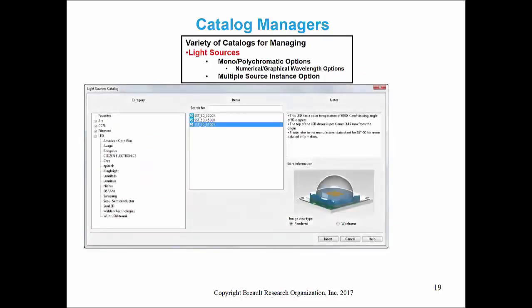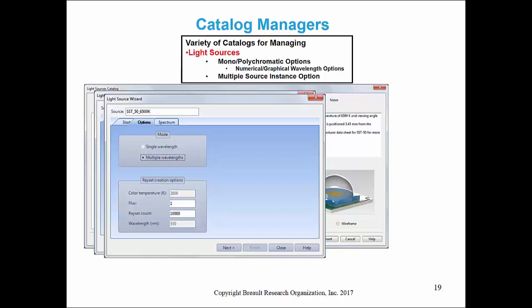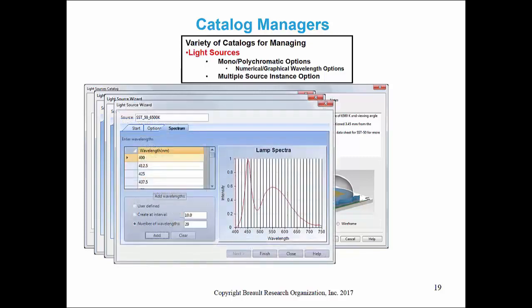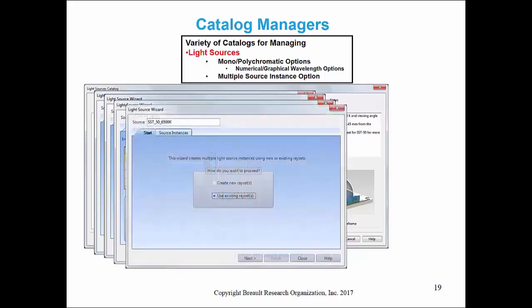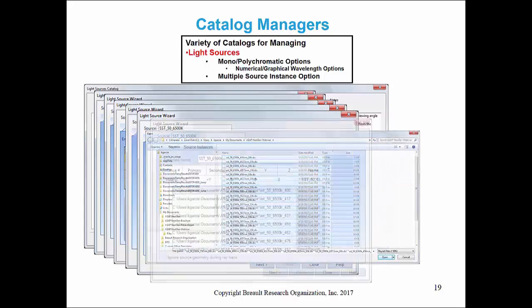An important catalog manager is the light source catalog, which contains a large number of manufacturers' sources with sophisticated geometry models and accurate emission properties. First, search for the light sources in the catalog, then create rays for existing ray sets. You can create rays for mono or polychromatic sources. Choose your source wavelengths, generate those rays, and then use existing rays to assign ray files to geometry, and then complete the source creation.